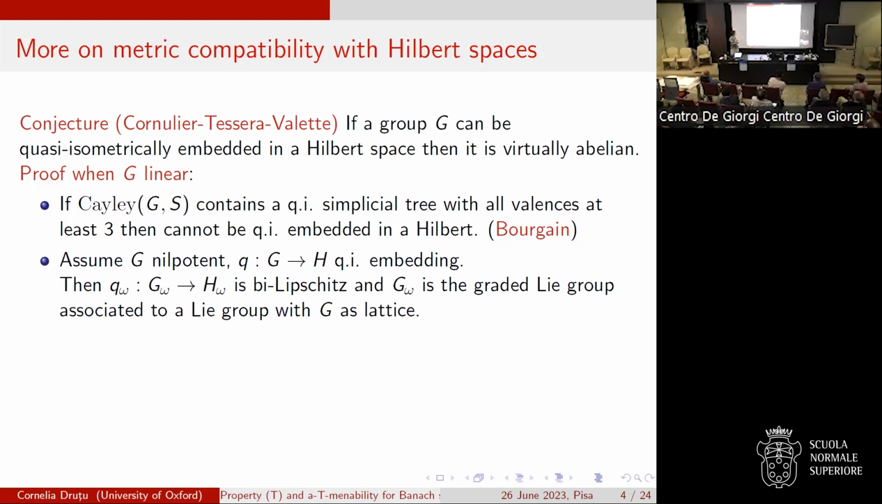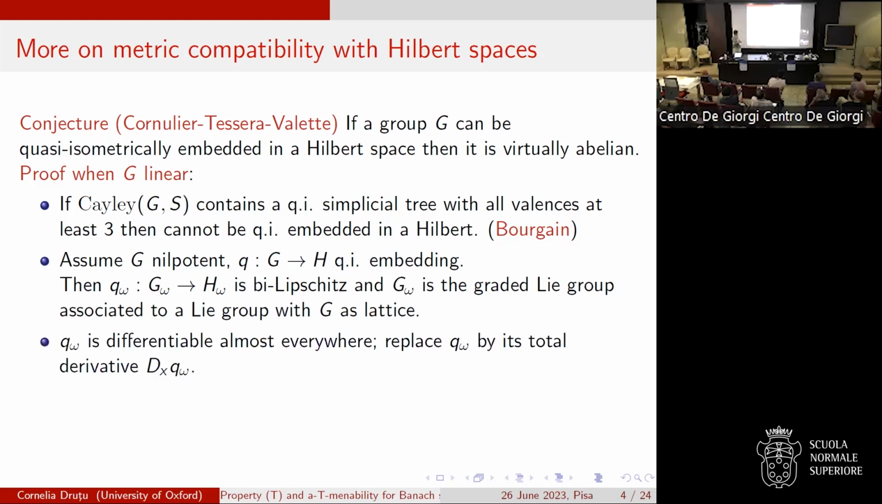And if one restricts to nilpotent groups, so let's see, if we have a nilpotent group and we consider a quasi-isometric embedding of that nilpotent group into a Hilbert space, well, first of all, we mod out by the torsion, it becomes torsion-free, we apply Maltsev, and it becomes a lattice in a Lie group. And then we consider ultra limits of this quasi-isometric embedding, and this is going to become a bi-Lipschitz embedding of what is called the asymptotic cone of the nilpotent group, which is the same as the asymptotic cone of the Lie group associated. So one gets a bi-Lipschitz embedding from this Lie group, a graded Lie group, to a Hilbert space again.